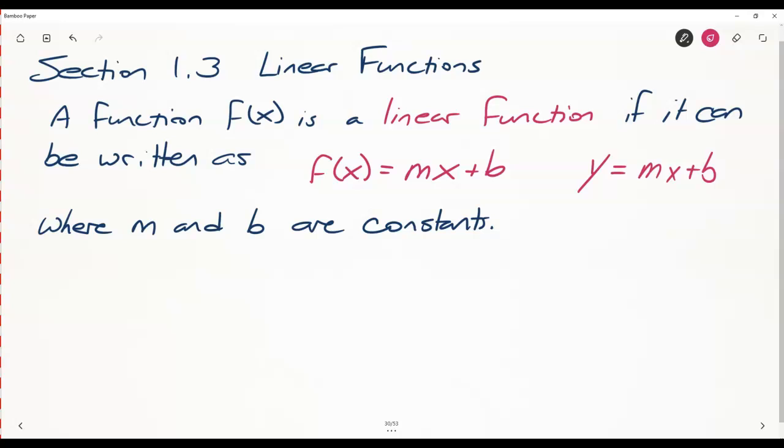And the condition is that m and b are constants. So x is raised to the first power. If this had said mx squared, it's not linear. And linear functions get that name because, predictably, their graphs are straight lines, always.